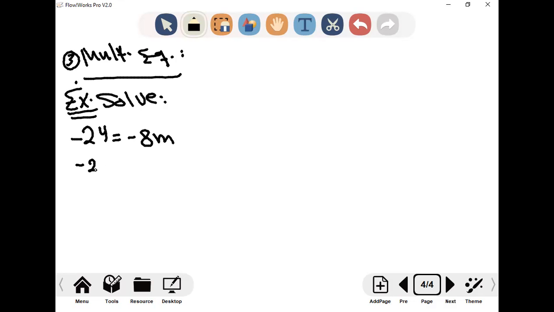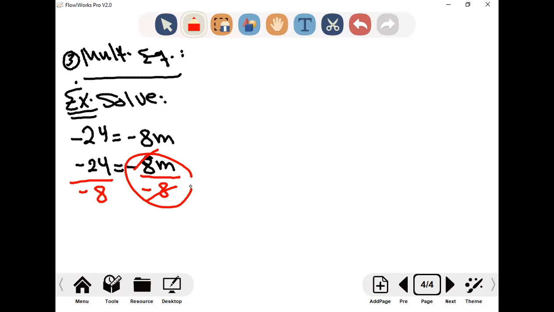So here, rewrite the equation: negative 24 equals negative 8m. Okay, and divide both sides by the coefficient. Both sides, don't forget. Now, after you divide, just cross. Negative 8 divided by negative 8 is 1. 1 multiplied by m.